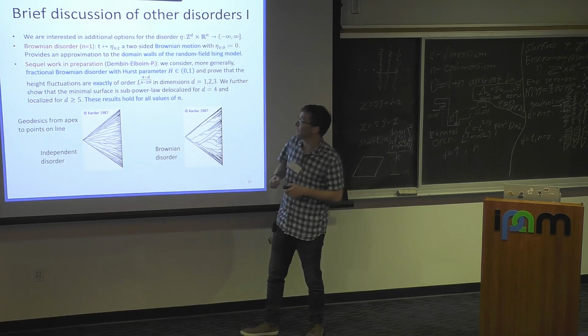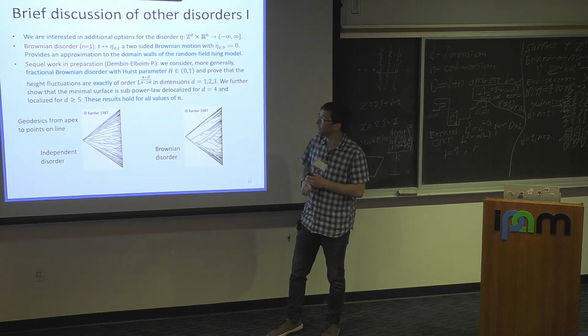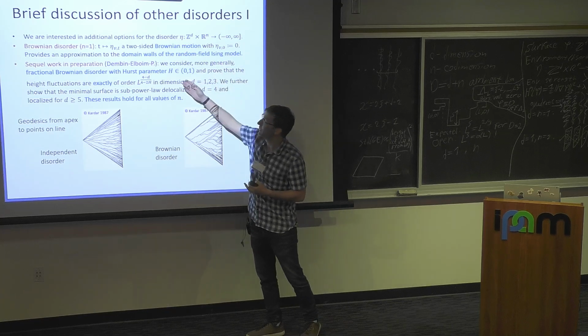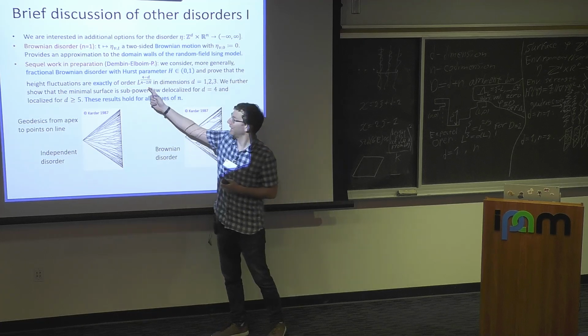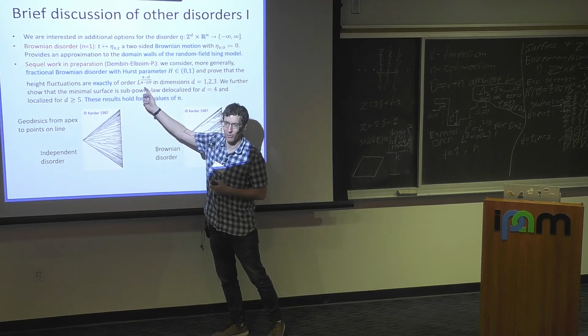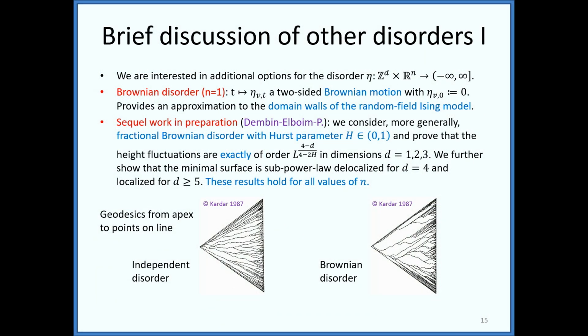In a sequel work in preparation with Barbara Dembin and Dor Elboim, we're able to analyze this even for not just Brownian motion, but fractional Brownian motion with this Hurst parameter h, and prove that the height fluctuations take exactly this form. So this time we know the fluctuation exponent. For instance, in 1+1 dimension for Brownian motion, the height fluctuation should be linear. So they should actually form macroscopic triangles. You can kind of see here that they fluctuate more. And this is irrespective of the codimension. It doesn't change in higher codimension. So this is in a sequel work.